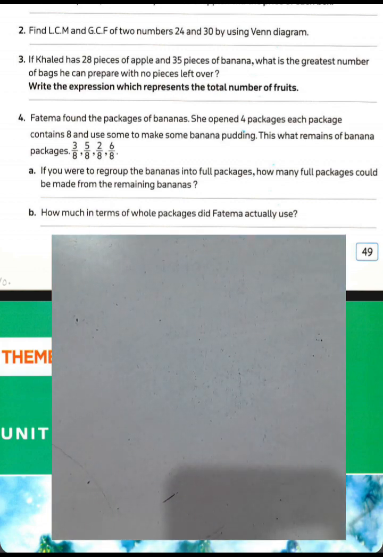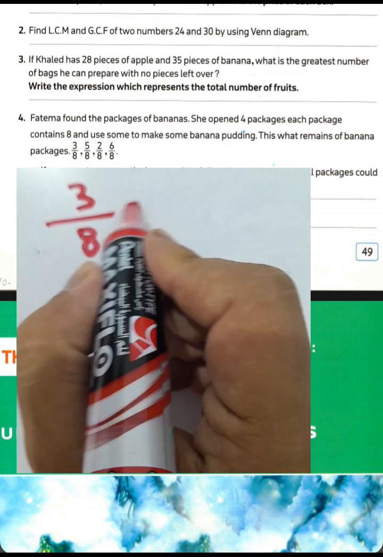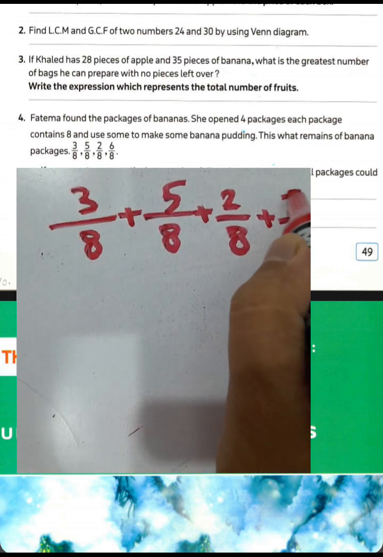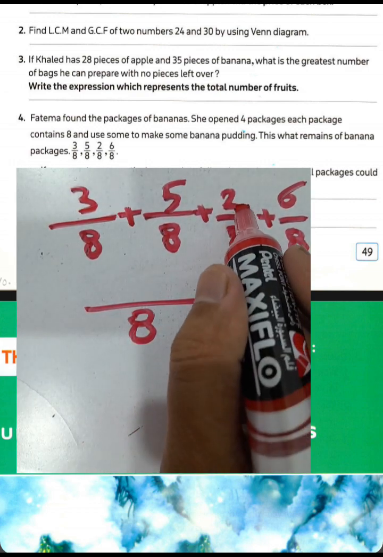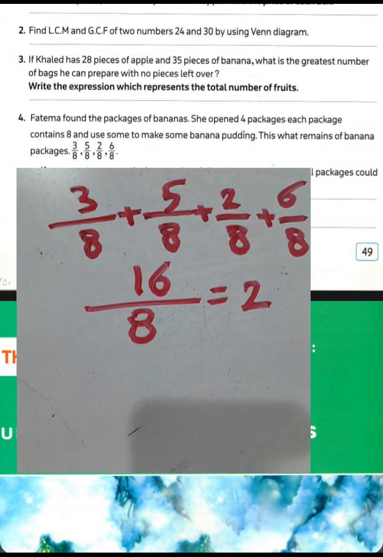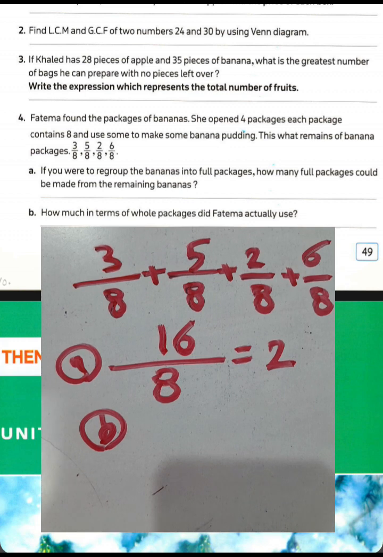Okay, I will explain this example another way. It gives us fractions in this example. Look at this fraction here. The first package 3 over 8 and the second 5 over 8 and third 2 over 8 and the fourth 6 over 8. If we add them, 3 plus 5 equals 8, plus 2 is 10, 10 plus 6 equals 16. 16 divided by 8 equals 2. Then the result will be 2 about letter A. And letter B, how much in terms of whole package did Fatima actually use? 8 divided by 16 will be half. She used the half, okay?